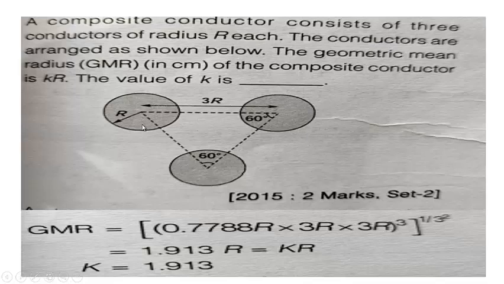Since we know that the GMR, for these composite conductors which are in close vicinity to each other, will be equal to 0.7788 r for this case, multiplied by 3r, that is the distance between these two, and multiplied by 3r, the distance between these two. As you know, when we calculate this for conductors placed at the corners of an equilateral triangle, you have to find the cube root of these 3 distances only. So I don't know what he has done over here. Okay, I got it, what he has done.